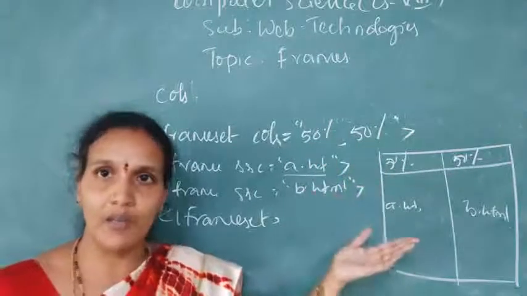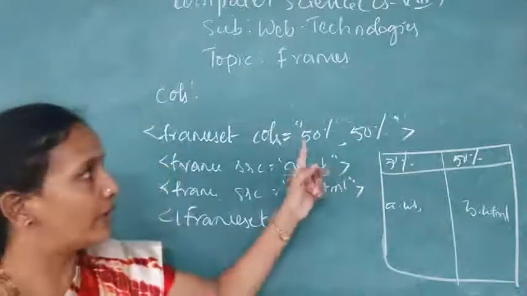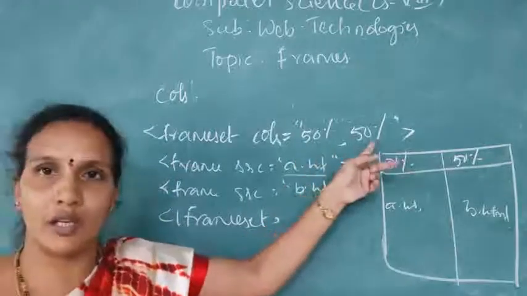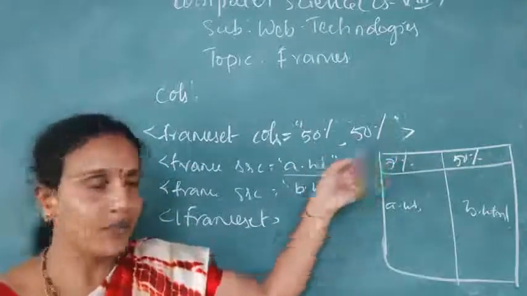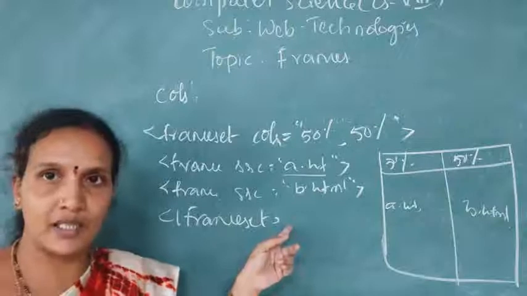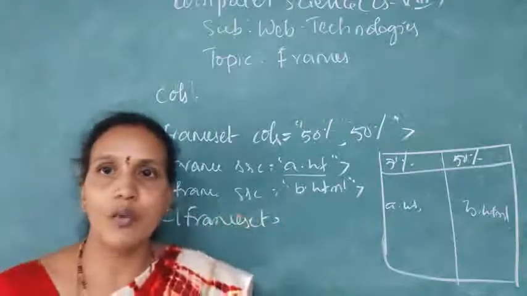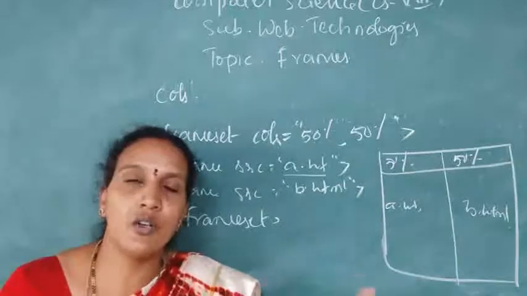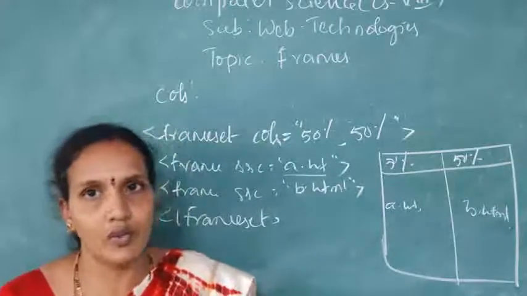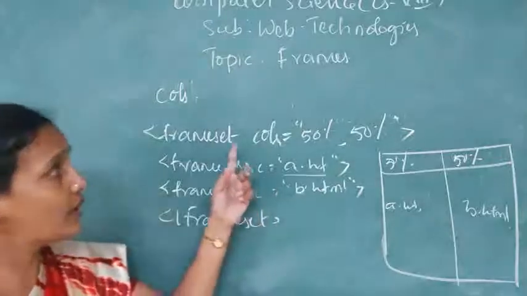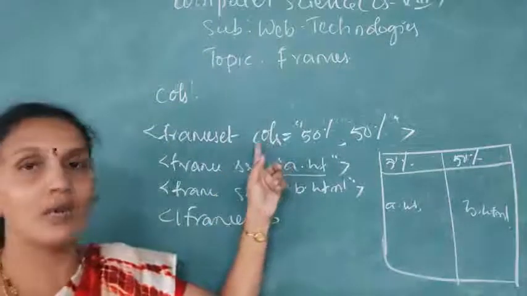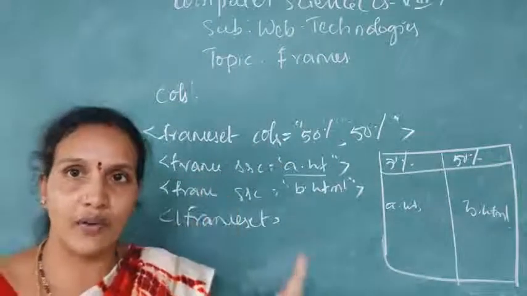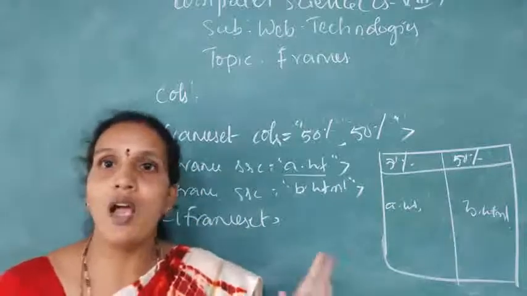If you want, you can give 3 columns also. 10, 30, 40 also you can give. So if you have given 3 sizes, your 3 frames should exist. If you have given a frame, it means you have to give the size of that frame, and which HTML document you are executing in that frame, that information also you should give. So here with cols, we are dividing the browser window into vertical frames, into columns.